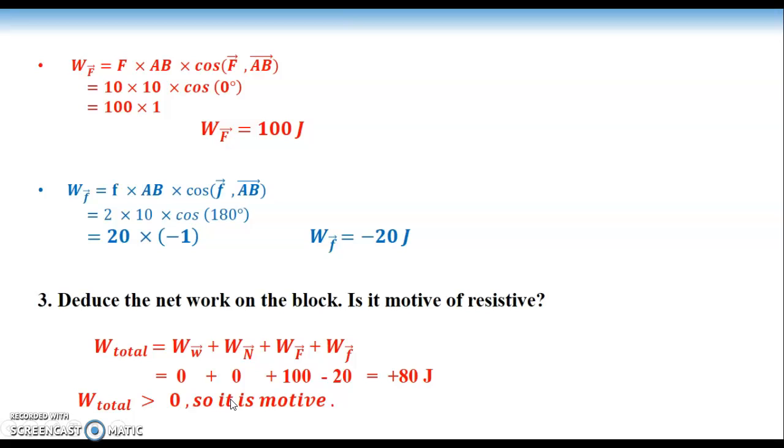This means that if you are asked, suppose this object is subjected to the 4 forces, does it move from A to B or not? If the total work is positive, then yes, it moves from A to B. If it is 0, then no, it doesn't move. And if it was negative, then it moves in the opposite direction.